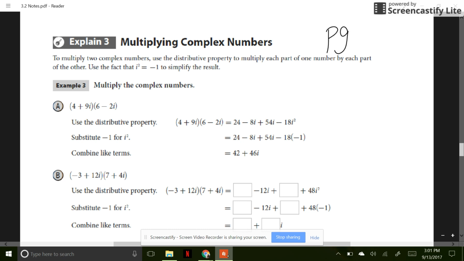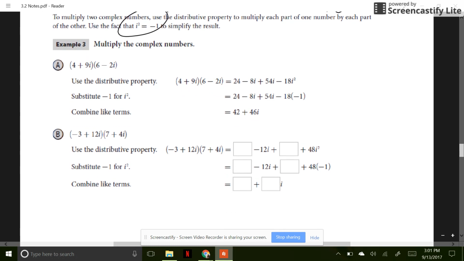So we are on page 130 now. If you're starting fresh here. Multiplying the complex numbers. So this is where things again get a little weird. We have to use the fact that i squared is equal to -1. So it's going to make our solutions just part of the real set, or the complex set, sorry.